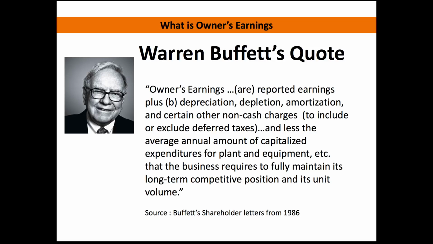And this quote was pulled from his shareholder letters from 1986, and I'm going to read this for you. So Warren Buffett says, owner's earnings are reported earnings plus the depreciation, depletion, amortization, and certain other non-cash charges, to include or exclude deferred taxes, and less the average annual amount of capitalized expenditures for plant and equipment, etc., whatever else might fall into that category, that the business requires to fully maintain its long-term competitive position in its unit volume. So I'm sure for a lot of people that just sounded like Charlie Brown's teacher.